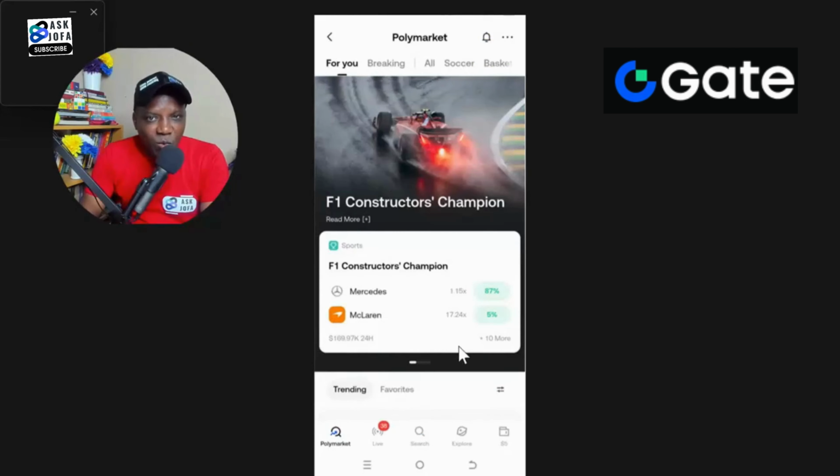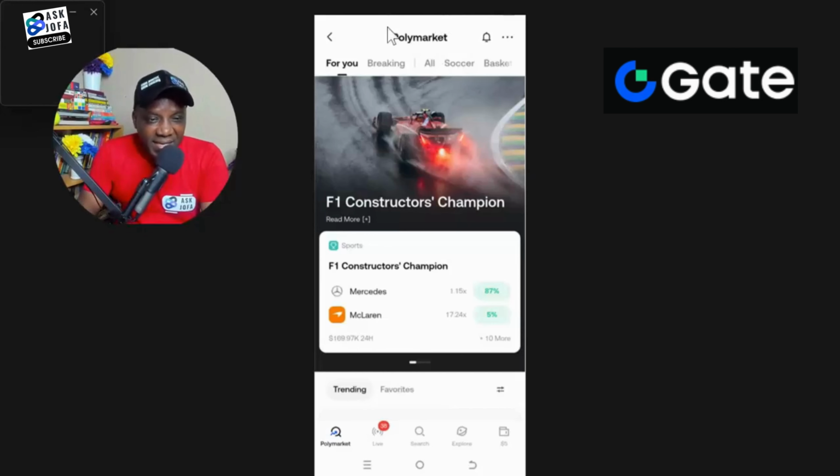But first, what is Polymarket? When people are debating if Bitcoin will go up or down, or whether a certain team will win or lose, Polymarket gives you the opportunity to choose an outcome that is more likely to come true. So instead of debating and arguing about it, prediction becomes a live market inside the Gate Exchange app. That is exactly what Polymarket is all about.